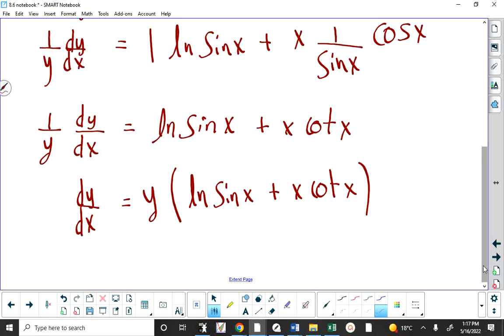Variables raised to variables are bizarre mathematical ideas. But to find the derivative, it's pretty simple. Any questions with that?